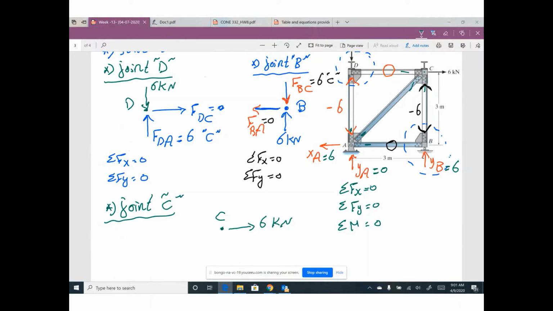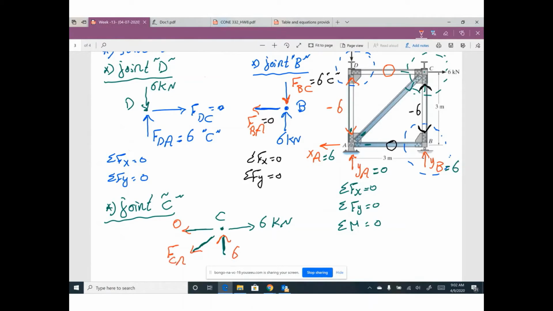We have a horizontal member here, a vertical member, and an inclined member. Nothing else at this joint. I think this force is 0. I think this force was compression 6. So I'm going to assume this member as a tension, probably.